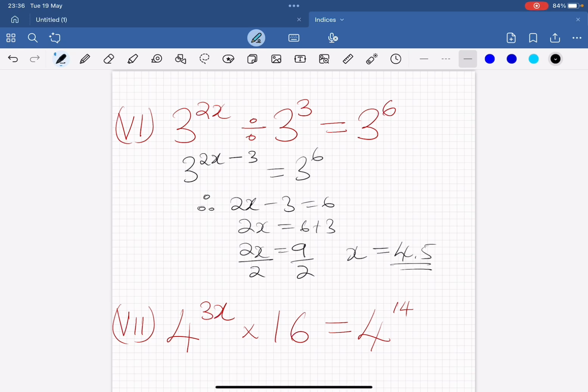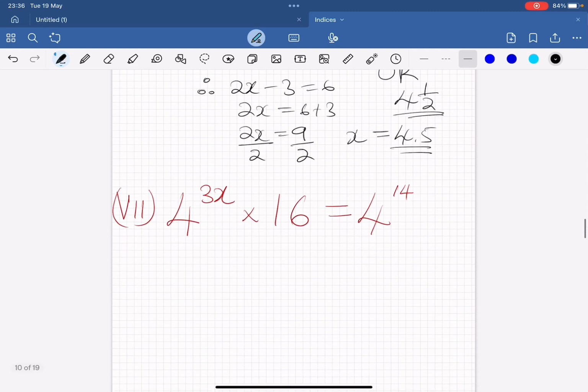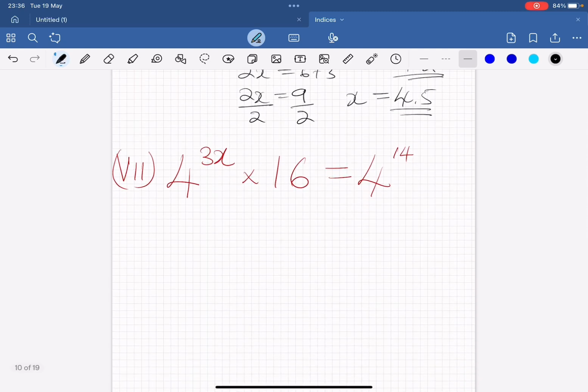I'm only allowing myself to use the decimal because this is an exact decimal. But 4.5 is also permissible.